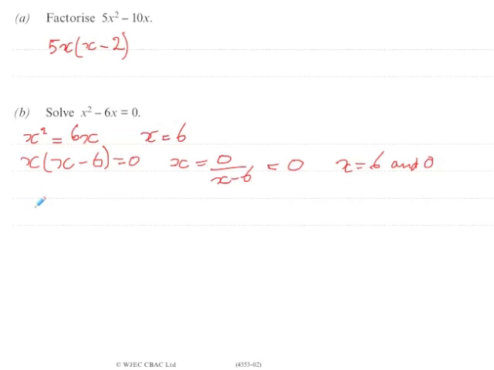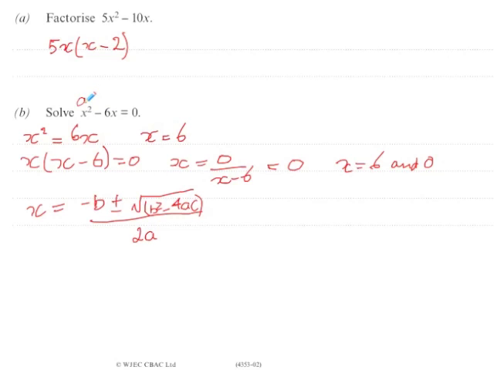Now, at the beginning of the booklet, it gives you the formula for solving a quadratic equation, which is x equals minus b plus or minus the square root of b squared minus 4ac all over 2a.